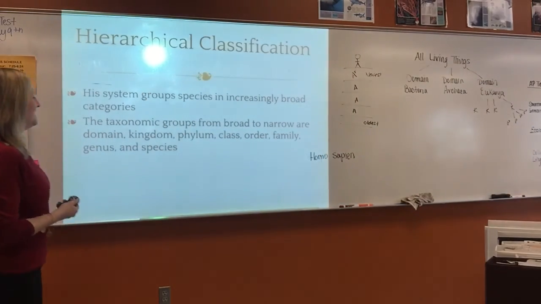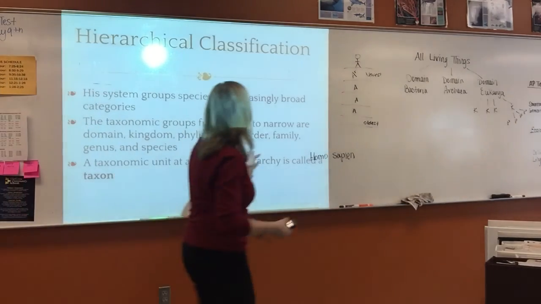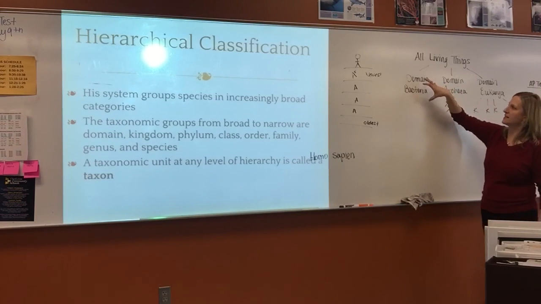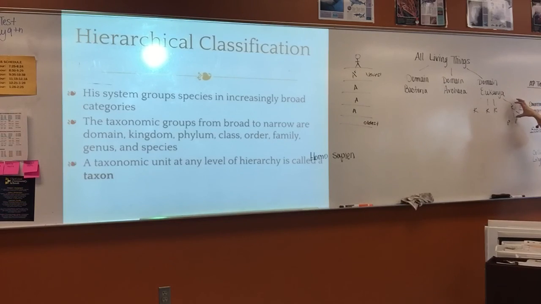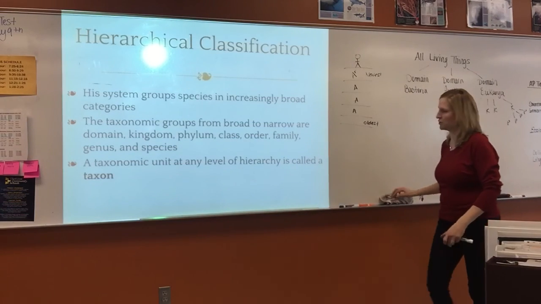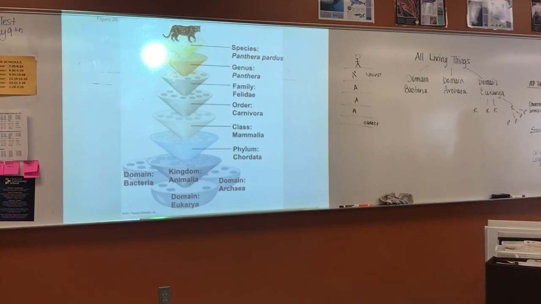All right. So a taxonomic unit at any level is called a taxon. So if you hear the word taxon, it's talking about any group. So we could say that this domain, bacteria, is a taxon, or the animal kingdom is a taxon. So a unit at any level is just, in general, called a taxon. And so this picture here shows you the hierarchy for the classification of a leopard. All right, and so I'm going to have you write this down.